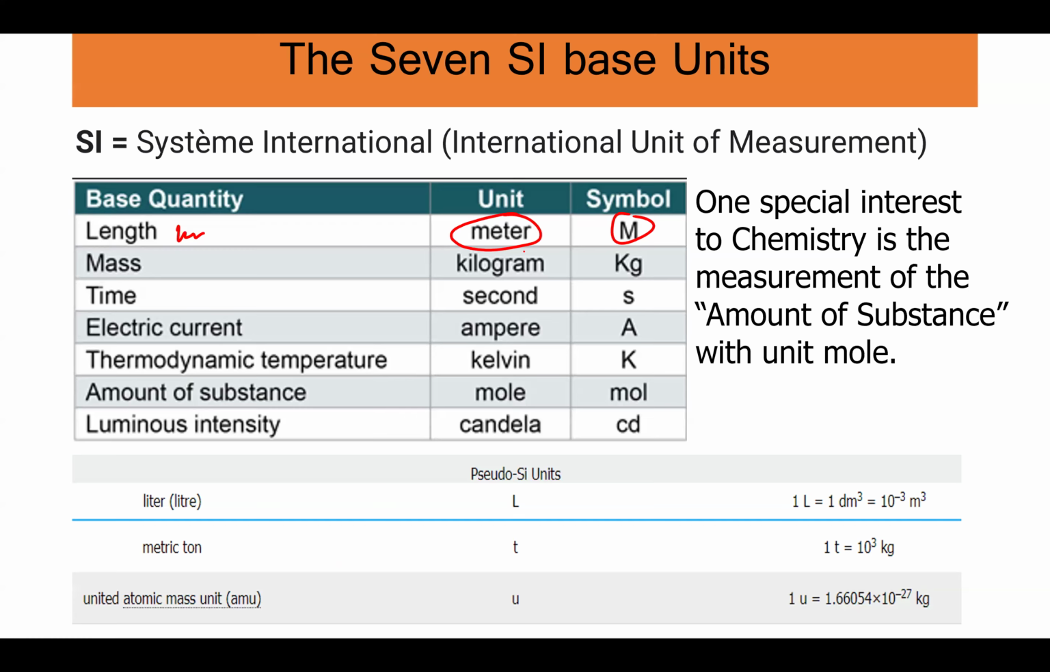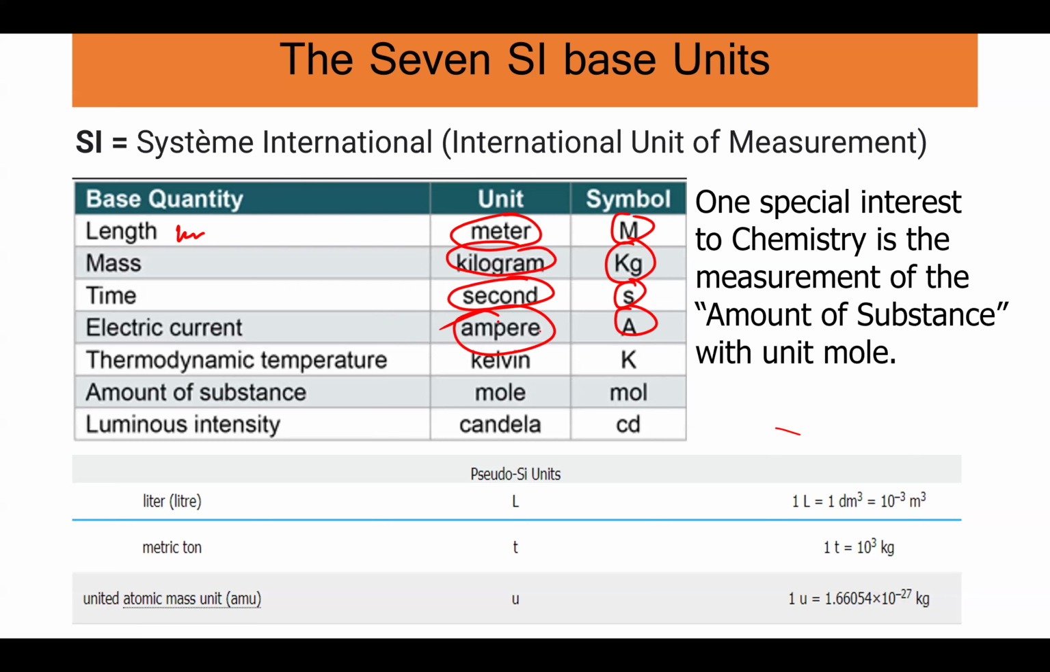If you want to measure the mass of something, you use the unit of kilogram, or the symbol kg, right? Or if you want to measure time, it can be measured as hours, minutes, and seconds, right? But the international system says that the unit for time is seconds, represented by a small letter s. Okay, electric current, that's also a base unit, yeah? You measure it with the unit ampere, or A.